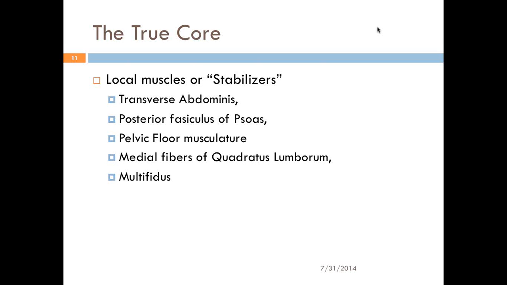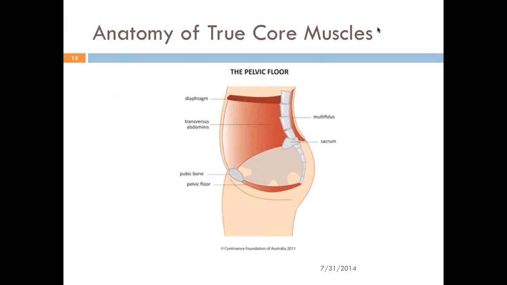So let's just look at a diagram here. As you can see, the transverse abdominis is quite on the inside, and we'll see another diagram of this, but they're the innermost layer of the front abdominal wall. Then you have your multifidus in the back, and you've got your pelvic floor underneath.